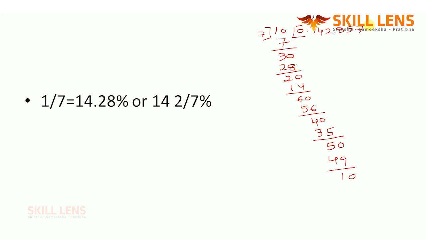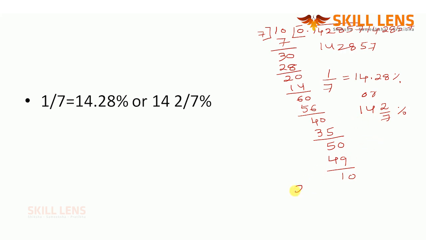Yes or no? When the cycle repeats, again you will get 1, 4, 2, 8, 5, 7, 1, 4, 2, 8, 5, 7. Can I say it's a recurring decimal? Yes. So the point is this: if you want 1 by 7, you cannot write all the values. So I can write 14.28%, or you can write this value as 14, 2 by 7%. I'll explain why 14, 2 by 7.